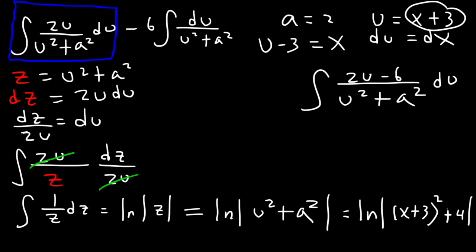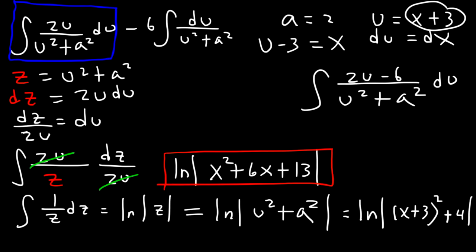Now, notice that we had this x plus 3 squared plus 4. If we FOIL it, x plus 3 times x plus 3, that's x squared plus 6x plus 9. And if you add 4 to that, it's going to equal the original denominator, which was x squared plus 6x plus 13. So we want to write it in a way that's similar to the original expression. So this is the integration or the antiderivative of the first part of our problem. Now let's focus on the second part.